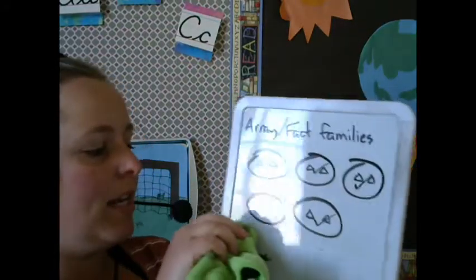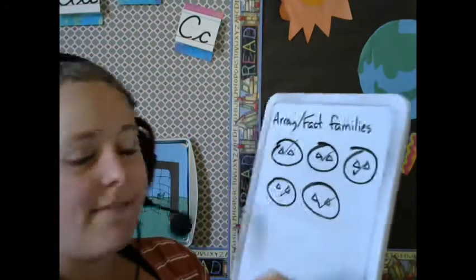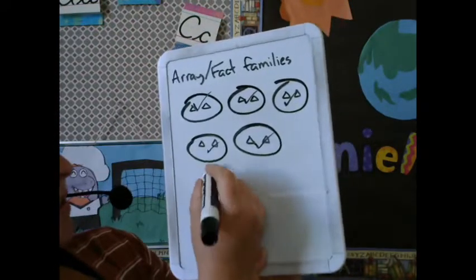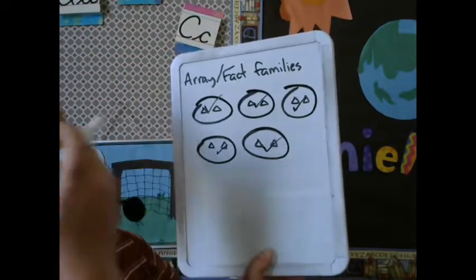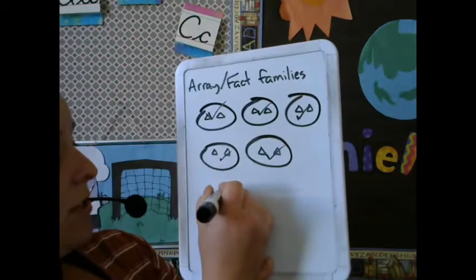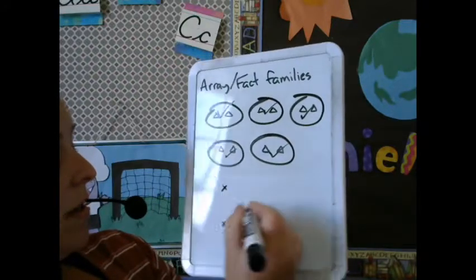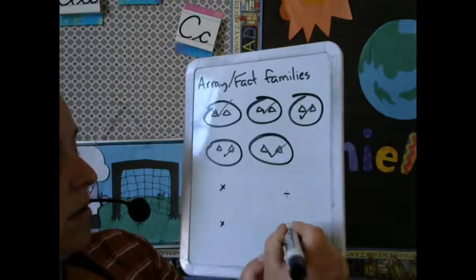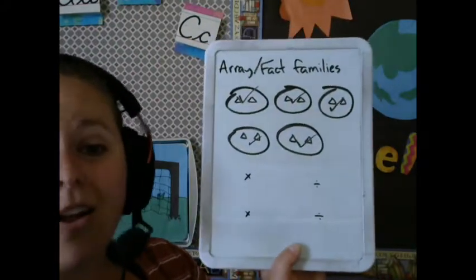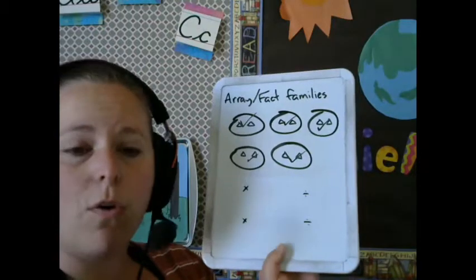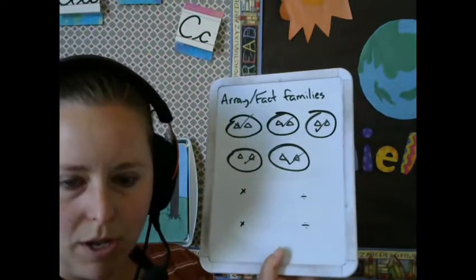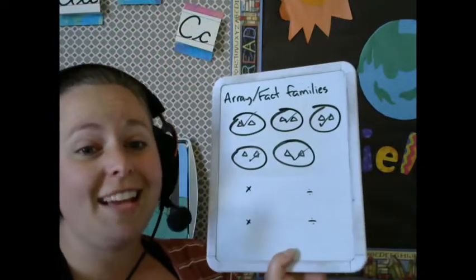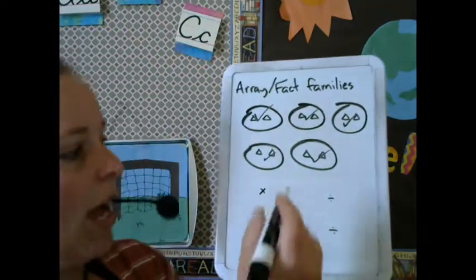Then the next one, fact families. Fact families are when we write this as a multiplication and a division problem. A lot of times it will also ask for an addition and subtraction problem as well, but right now we're just doing multiplication and division. So on the SGA, do multiplication and division. So how do we write this?